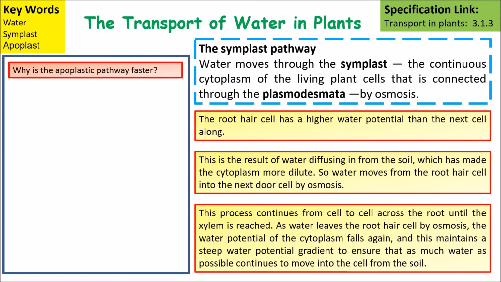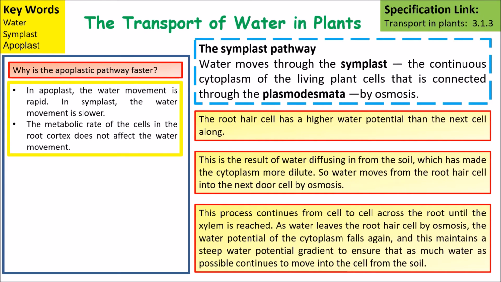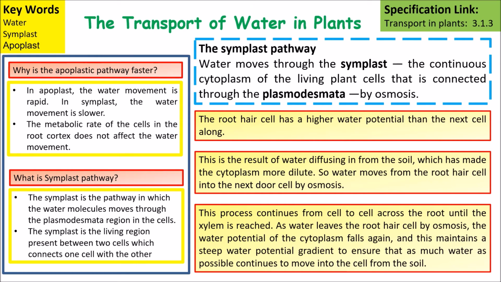So if we're looking at why the apoplast pathway is faster, it's because the water is moving around the cells. It doesn't need to move within the cell, so none of the cellular functions or any sort of metabolism within the cell really makes a difference. And the symplast pathway is the pathway in which water molecules move through the plasmodesmata of cells, so they're moving from cell to cell.